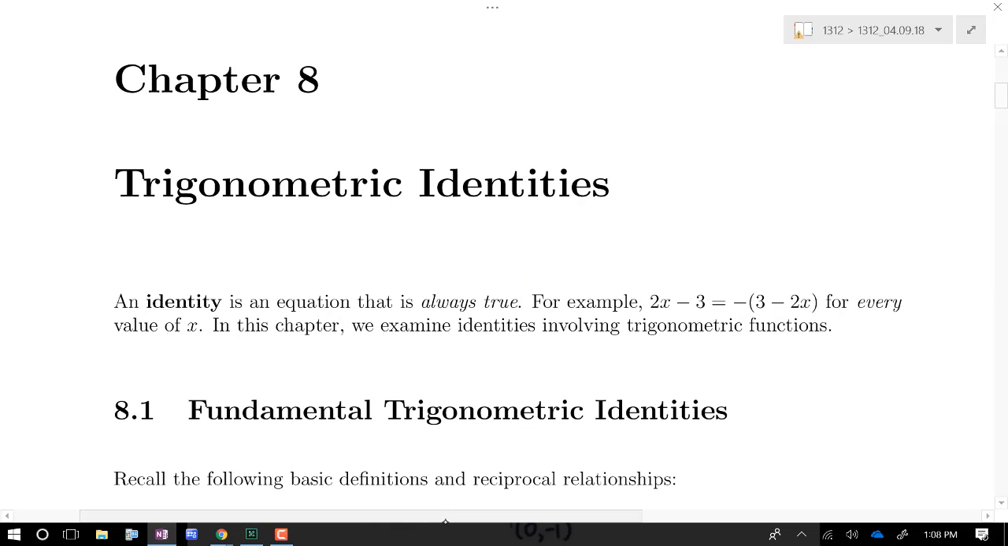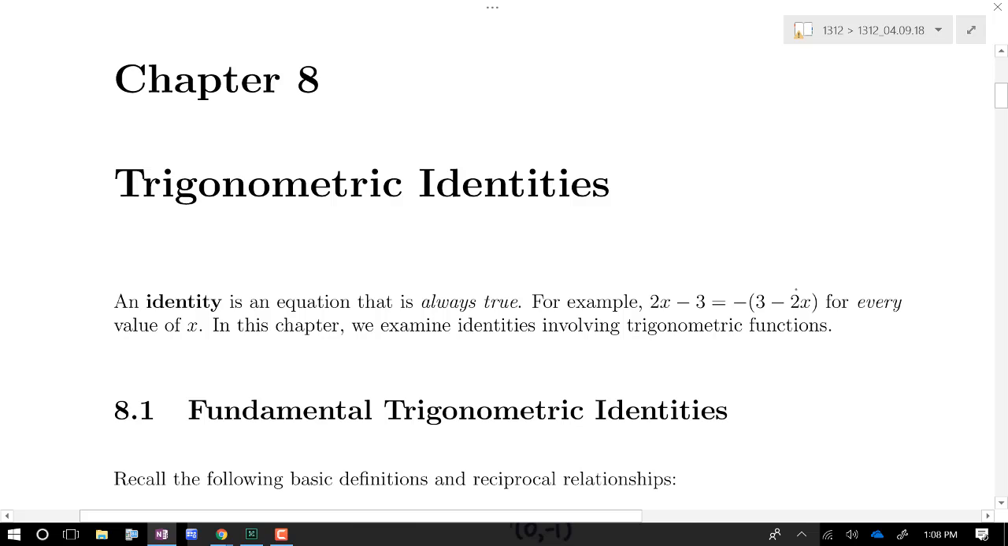Back to doing a lot more with really just our entire focus on trig functions, working with trigonometric identities. And what an identity is, in general, is an equation that's always true. So, for example, 2x minus 3 is equal to the negative of 3 minus 2x. You can see why, clearly, right?